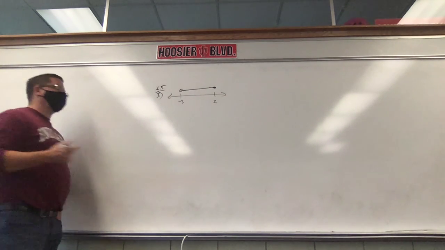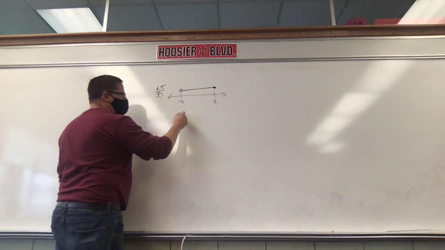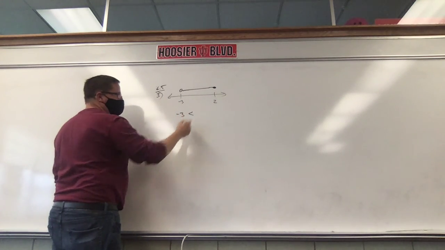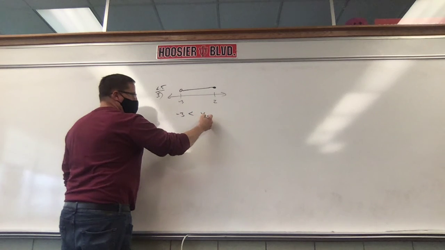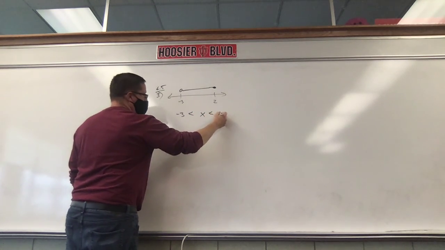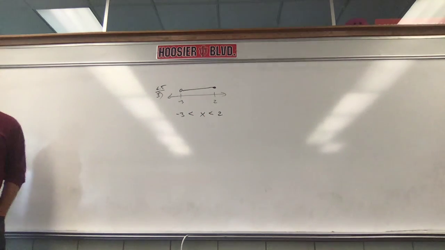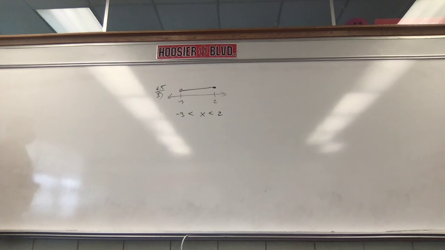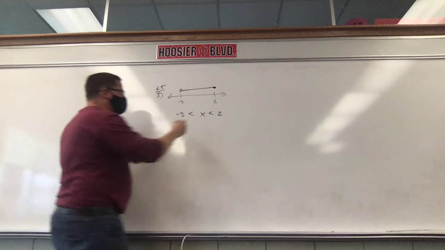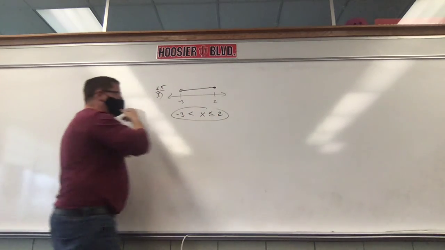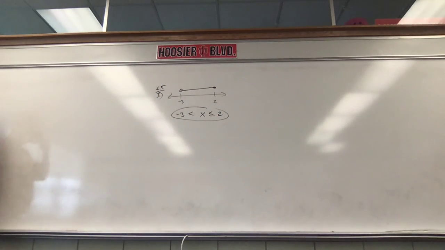Okay, so how do we do this? We write the smaller number, -3. We always put less than symbols, and then x. No, less than for both of them first. But what did you say a few minutes ago? The one's equal. Which one? The one by the 2 or the one by the -3? The 2. Why? This one is shaded in. So that's what you're gonna type in: -3 is less than x is less than or equal to 2. Okay?